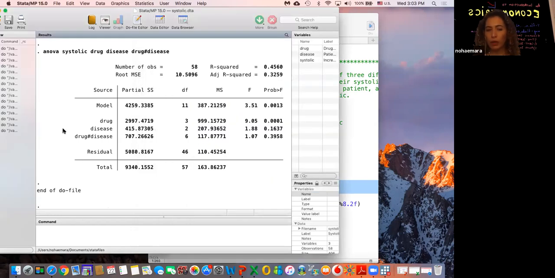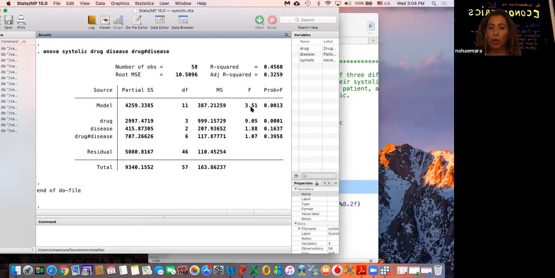What about the F interaction? The F interaction is telling me that there is a 39.58% probability, this is a huge probability, right? It's almost 40% probability that the null is true. So there is no statistical significant difference between the mean of systolic blood pressure if I'm using the interaction between drug and disease. So whether you care about the effect of a specific drug on systolic blood pressure in the presence of a specific disease, it doesn't matter. So you don't have to worry about analyzing this.